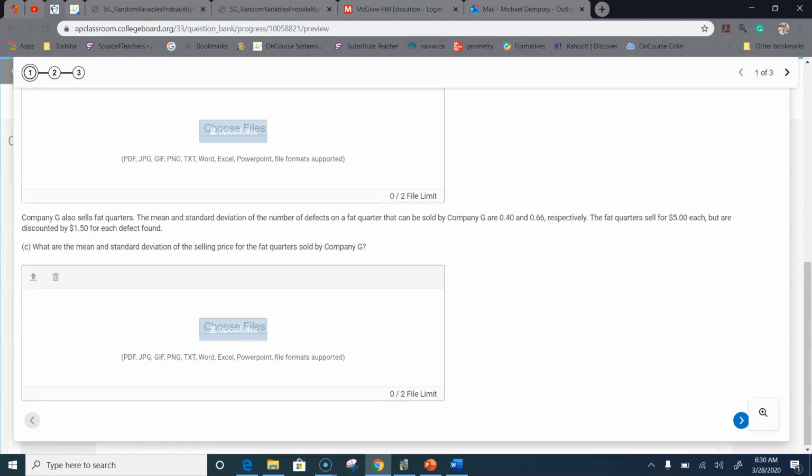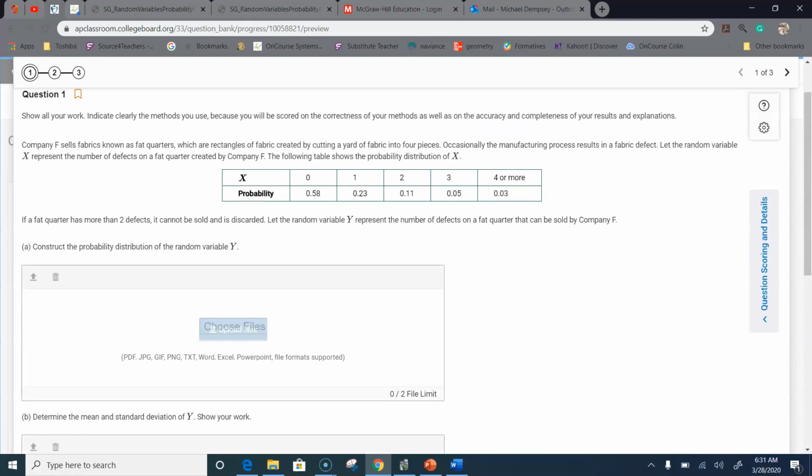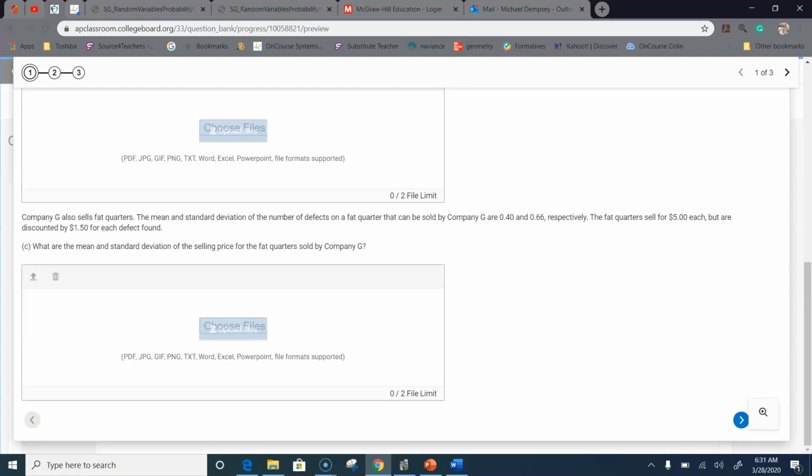Now we come to company G. What's going on here? Company G is a totally different company, and they're telling us, okay, here's the average number of defects. So it's something different. We did up here the number of fat quarters that were going to be sold. These are the defects. And what they're saying is every time company G sells a fat quarter, they sell it for $5. Okay? But they're going to pay $1.50 for each defect. That's their average number of defects. What are the mean and standard deviation for the selling price?